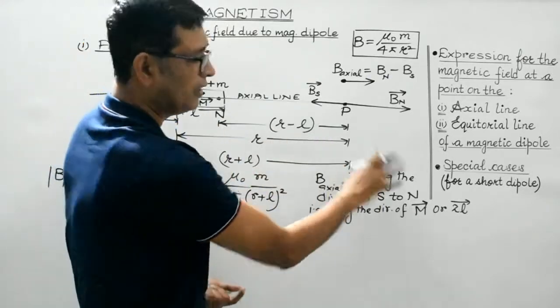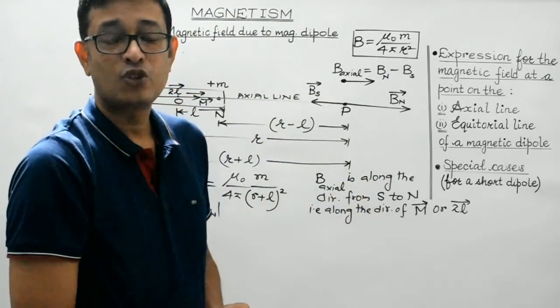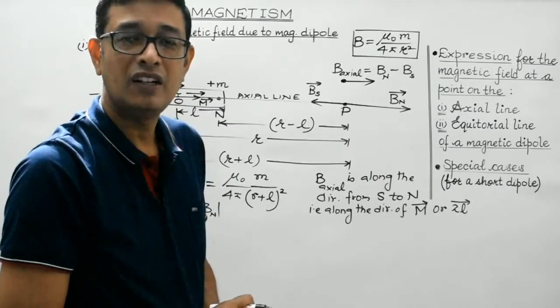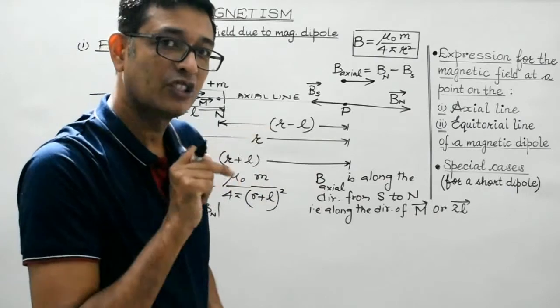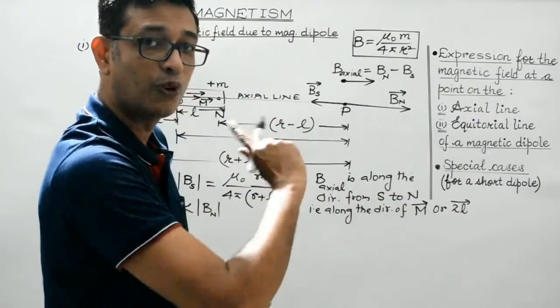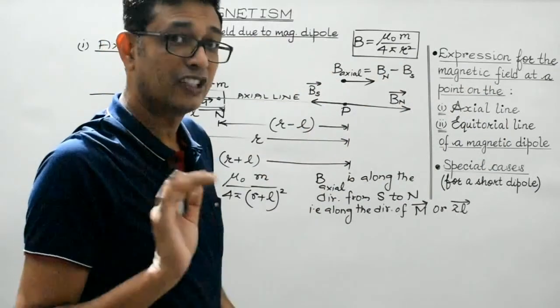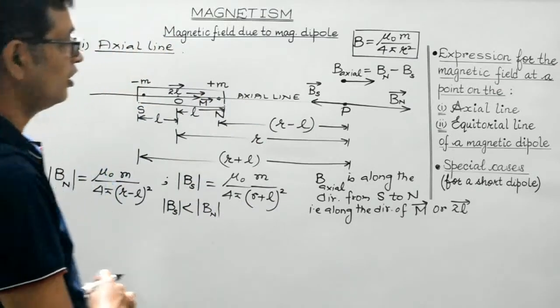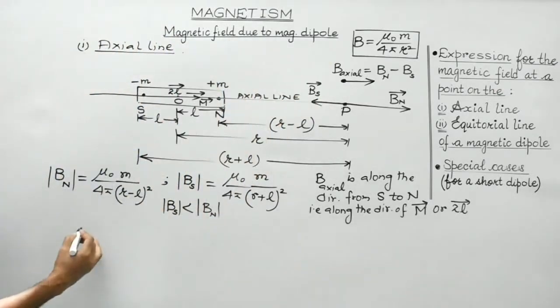So this is a very, very important point. So at any point on the axial line, the direction of the magnetic field will be always along the direction of the magnetic moment. It will be always along the direction of the magnetic length, that is from south pole to north pole. Clear, students? So that's the direction of B axial. Now let's find out the magnitude of B axial.